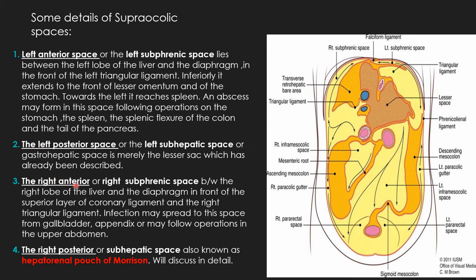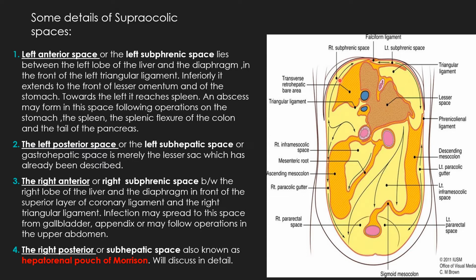The right anterior, or the right subphrenic space. You see over here we had studied the left subphrenic, so over here will be the right subphrenic, also known as the right anterior space. So it lies between the diaphragm and the right lobe of the liver. In front of this, the liver has been removed. You see, this is the bare area of the liver you are seeing. This is the right triangular ligament, and this is the left triangular ligament. This is the superior layer of the coronary ligament, and this is the inferior layer of the coronary ligament.